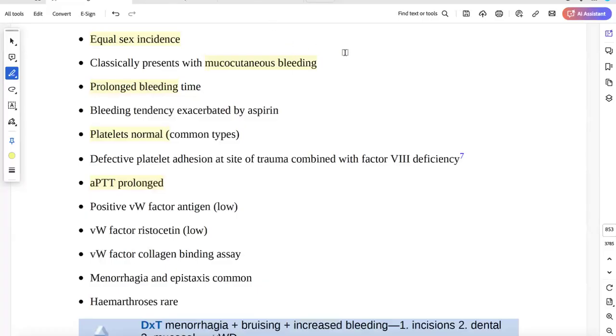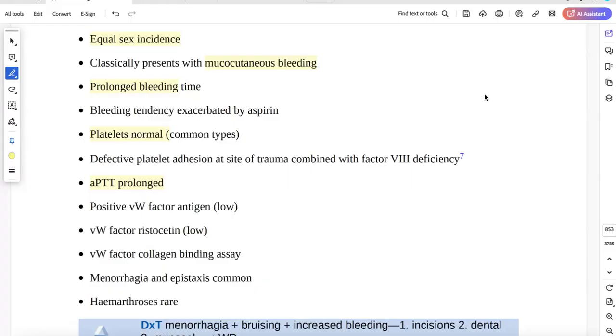Just to make sure that you understand, we have to go through all of this. That's the main problem: a lot of candidates don't even understand why APTT is prolonged, why bleeding time is prolonged, why the PT is normal in this patient. So this is why. And why the patient gets mucocutaneous bleeding, even if the platelet is normal.